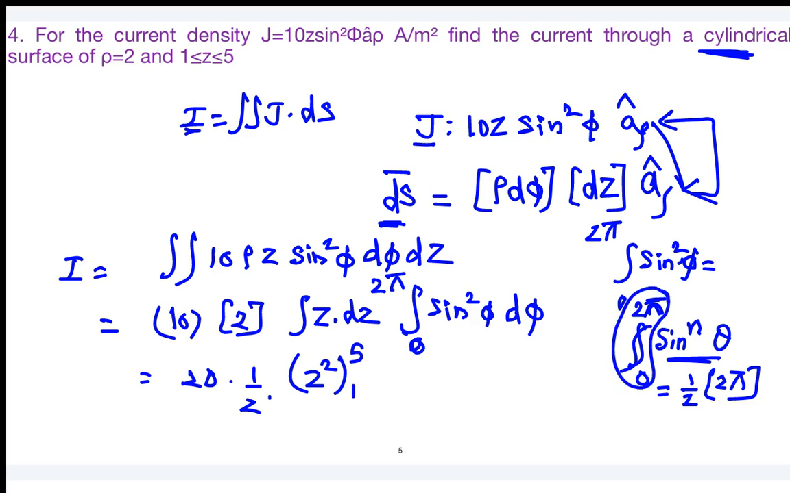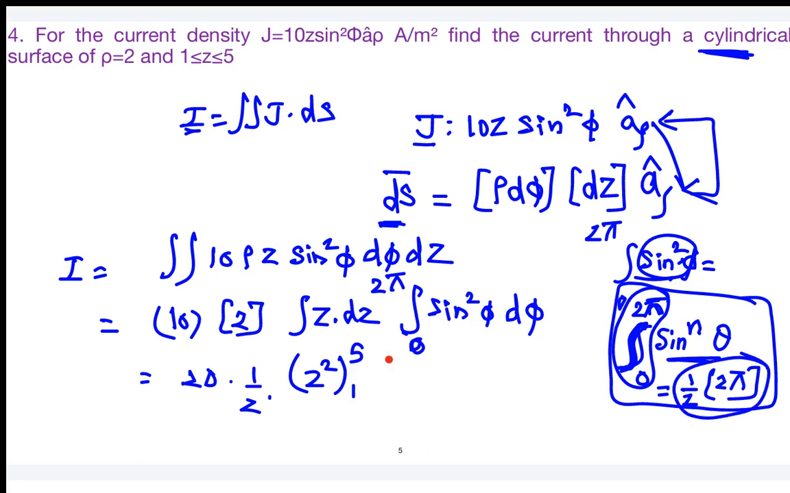Or otherwise you can do it by different methods also. You can say sine square phi is equal to 1 minus cos 2 phi by 2. That you can do. But instead of that, you try to remember this formula. So if it is sine cube or sine power 4 or whatever it might be, if you are integrating over the whole time period, the answer will be half of the time period. So you can apply that formula. So the answer will be 1 by 2 times 2 pi. That's it. So you can simplify what you are going to get.